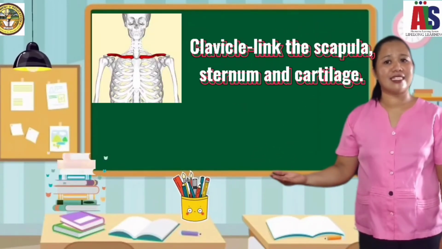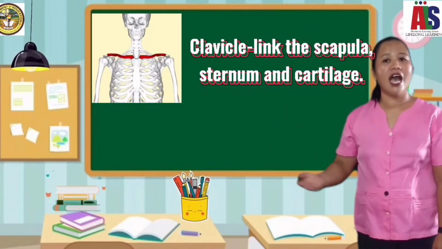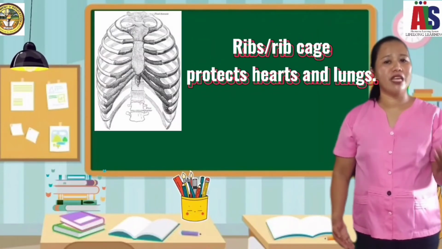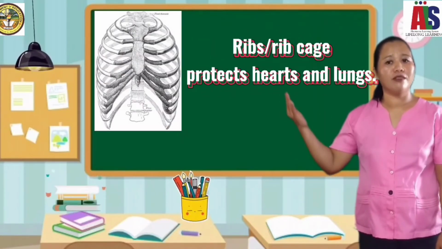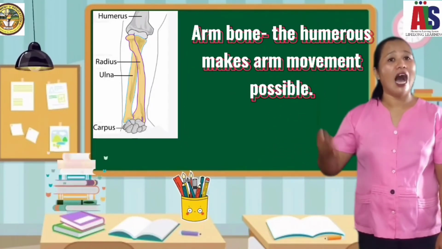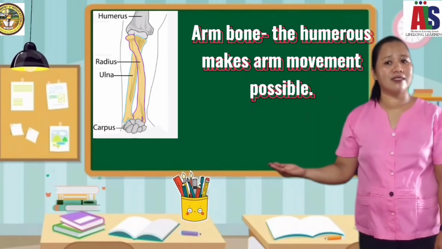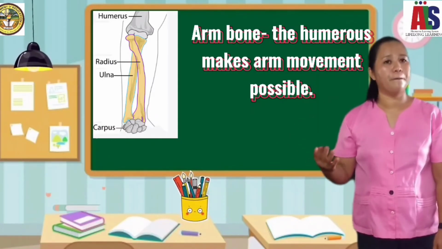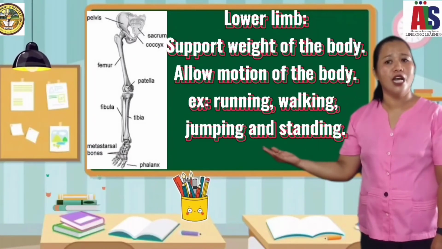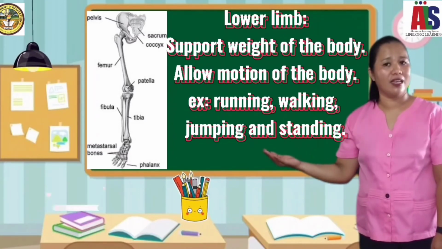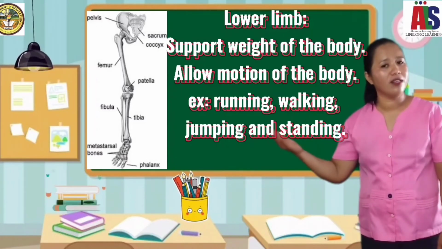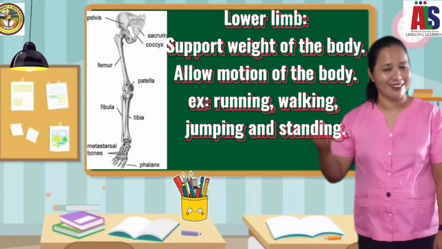The clavicle links the scapula, sternum, and cartilage. Very good! The ribs or the rib cage protects the heart and lungs. Very good! The arm bone or humerus makes arm movements possible. Correct! The lower limb supports the weight of the body and allows motion of the body. Example: running, walking, jumping, and standing.